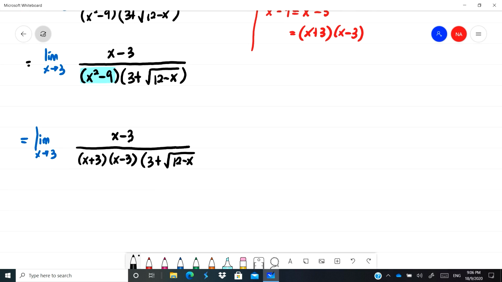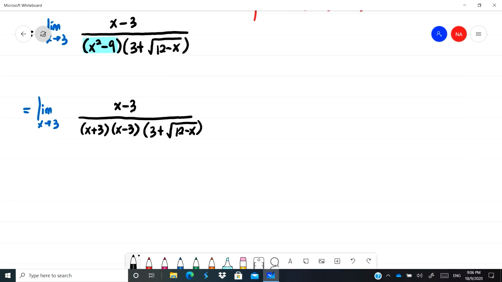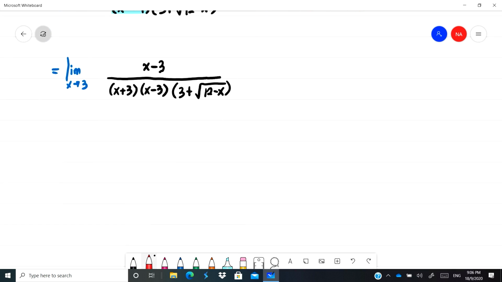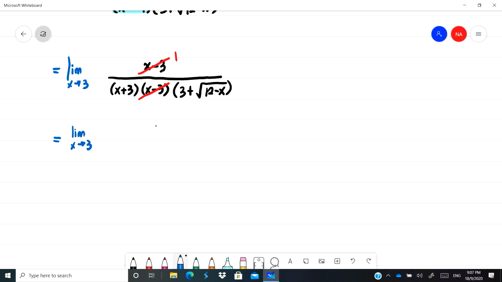Okay, so you are solving this one. You can see that we have the same term at the numerator and also denominator, so you can cancel them out. Something like this. When you cancel, be careful, you have 1 there, because most of the students leave the term 1 there. So limit as x approaching 3 of 1 over the whole thing here, x plus 3, that one is 3 plus square root 12 minus x. We have not substituted yet.